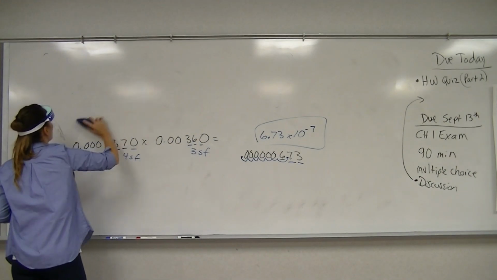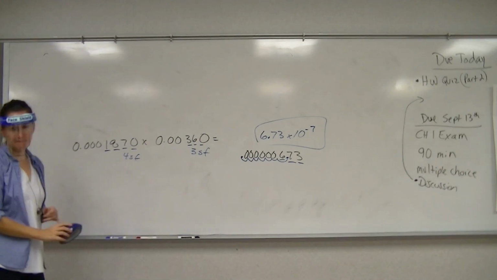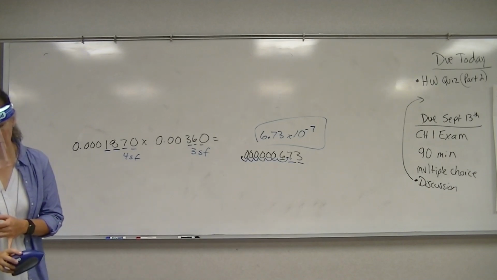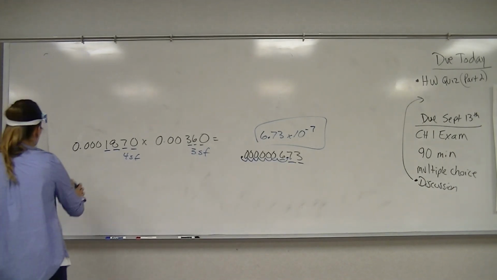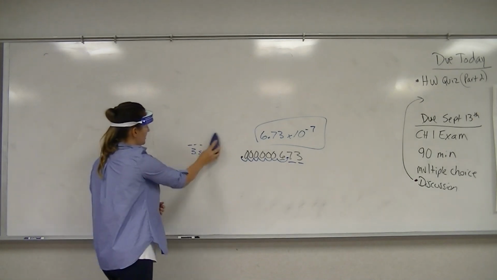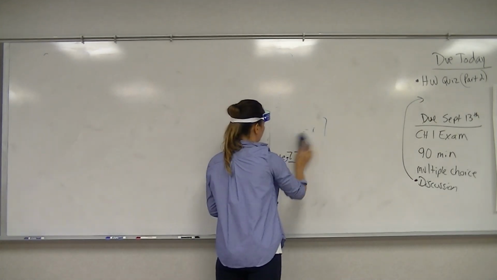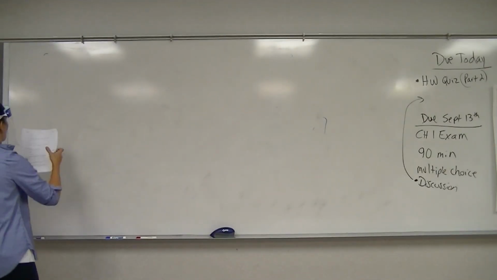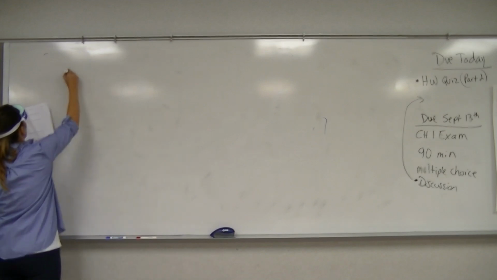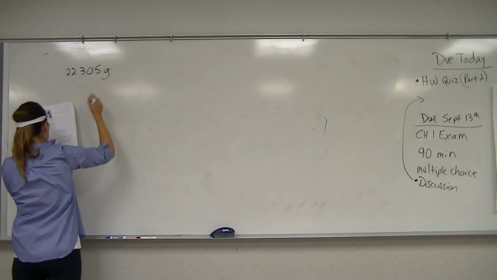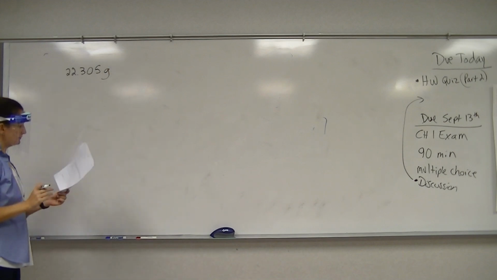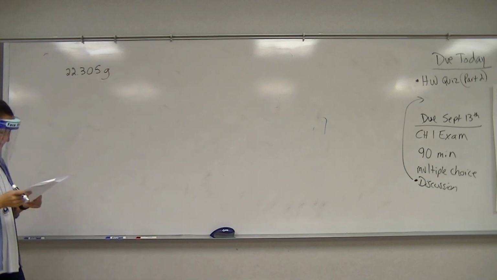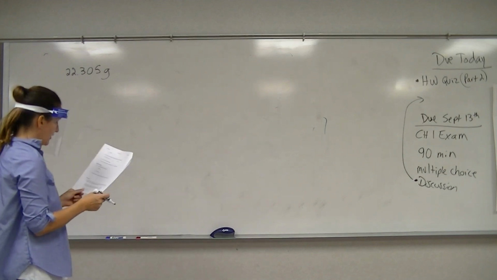So that was all review from the very first part of the chapter. So now let's get into the conversions. This is usually the harder questions that you'll see in the exam. So for conversions, we start with 22.305 grams. We're going to take that and convert it into kilograms first.